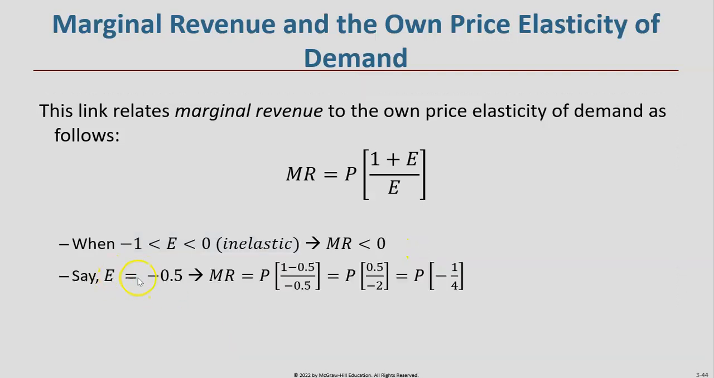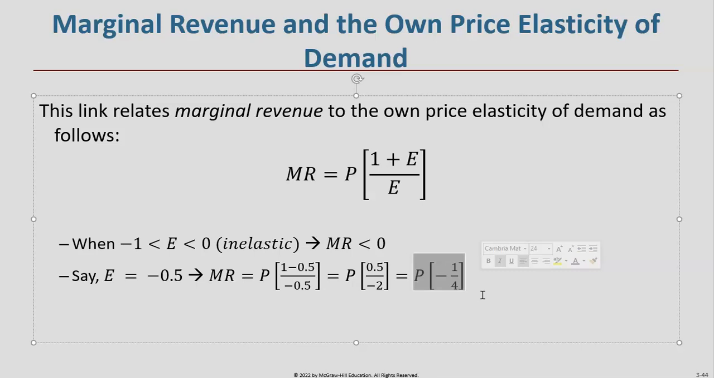So for example, let's say elasticity is equal to -0.5 or -1/2. Then plugging -0.5 into the formula above, marginal revenue is equal to price times 1 minus 0.5 in the numerator and -0.5 in the denominator. 1 minus 0.5 is 1/2, divided by -0.5 is going to be equal to price times -1, or price times -1/4 is marginal revenue, and so marginal revenue is less than 0.